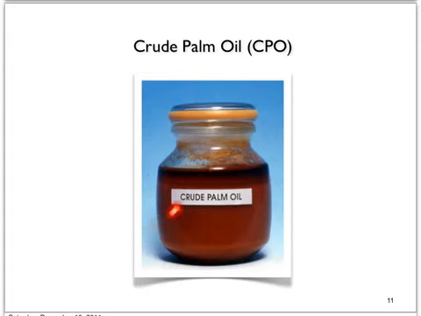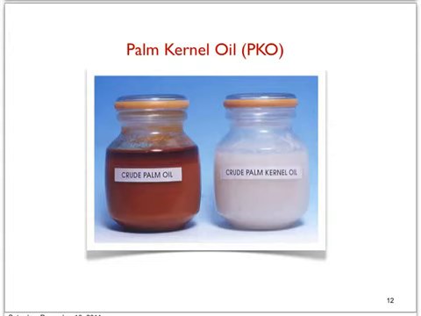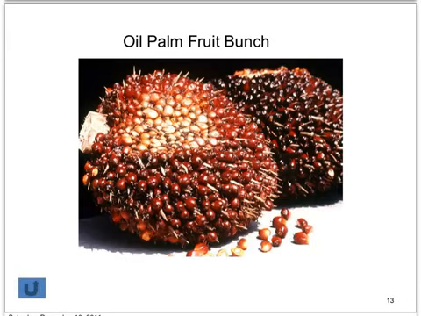And this is how the crude palm oil looks. It's quite thick and viscous, with a red or orange color. Actually it contains a rich amount of carotenoids. And in this picture you can see a side by side comparison between the appearance of crude palm oil and the appearance of crude palm kernel oil. And here again is a closer-up picture of the oil palm fruit bunch. Looks very beautiful, isn't it?